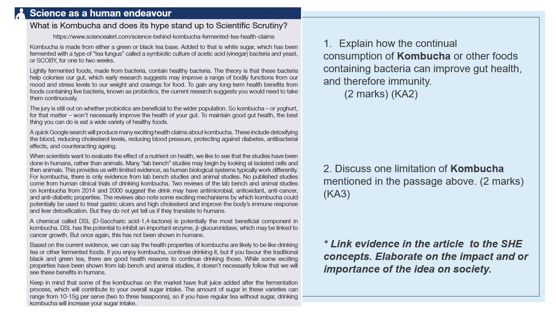So linking evidence in the article is the first thing we need to do. If I don't see evidence, then you won't be getting marks for that. You also need to link to those concepts. So which one are we explaining? We're explaining limitation here. We might also be explaining the application or the influence. We want to elaborate on the impacts or the importance of the idea on society. When I say idea, I mean the thing the article's pitching. So if this idea is kombucha and the use of kombucha and other foods that contain bacteria, that's the idea.